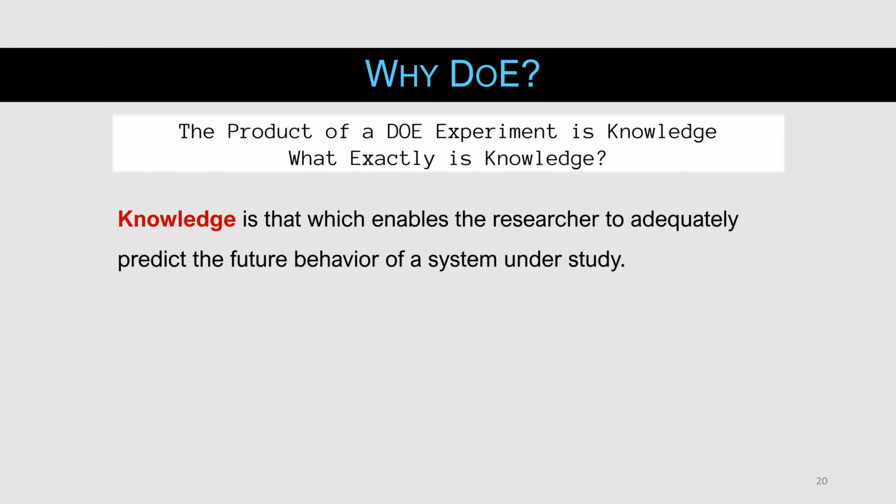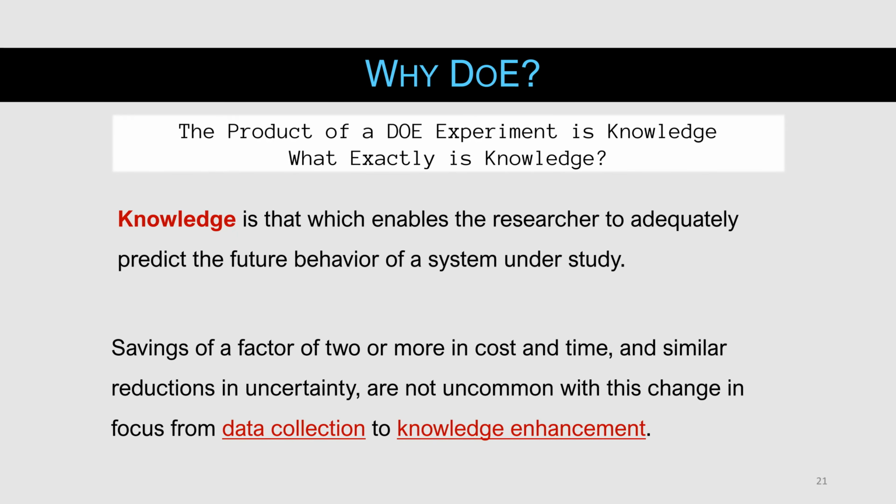So here's another difference between DoE and conventional experimentation. Conventional experimentation ends when the allocated resources are exhausted. A DoE experiment is over when we know the system well enough to adequately predict its future behavior. Savings of a factor of 2 or more in cost and time, and similar reductions in uncertainty are not uncommon with this change in focus from data collection to knowledge enhancement, and a factor of 10 is not unusual.